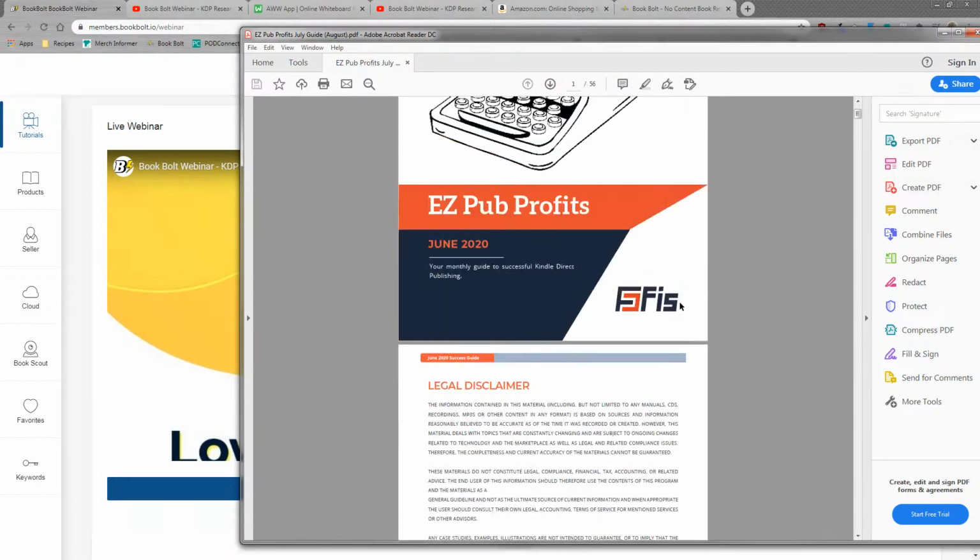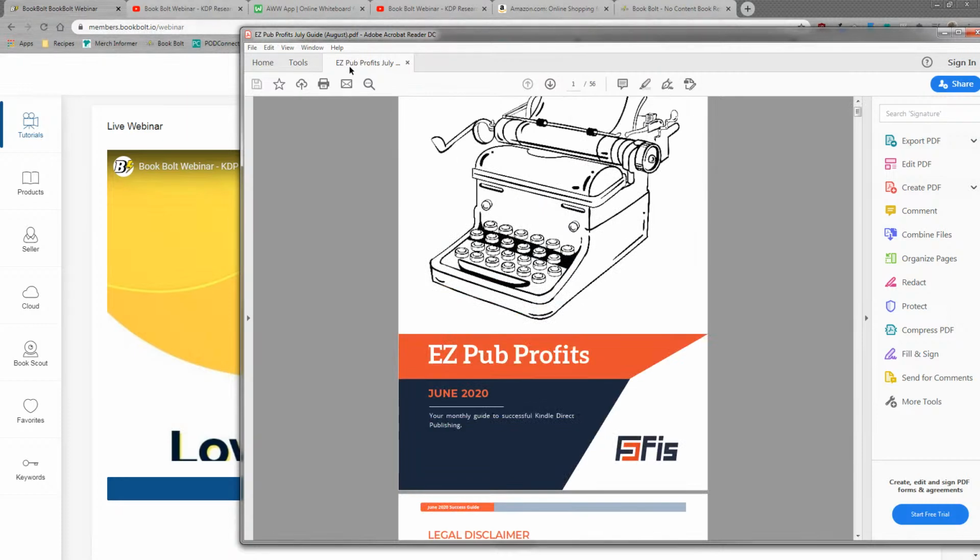So this one right here is the July guide. So these are going to be niches in August that we should take a look at, right? So you have a full month to actually get up one book per day.